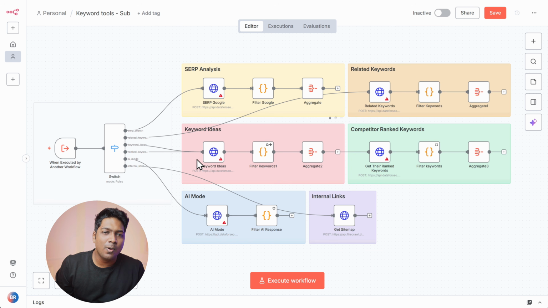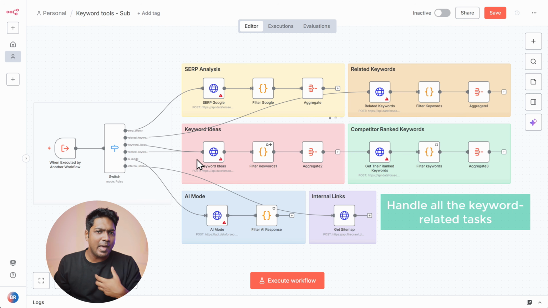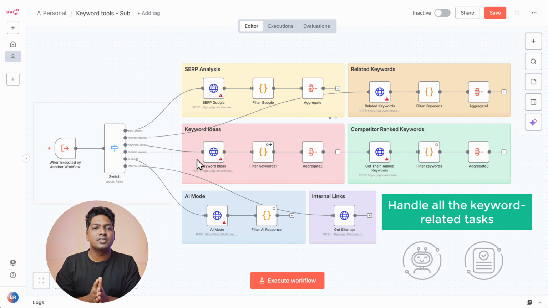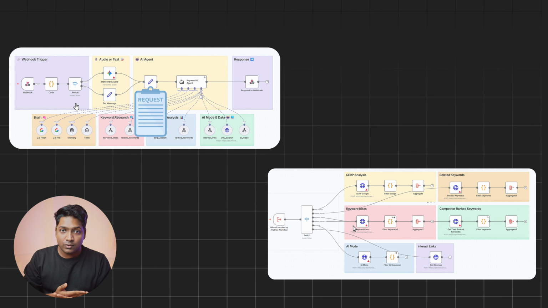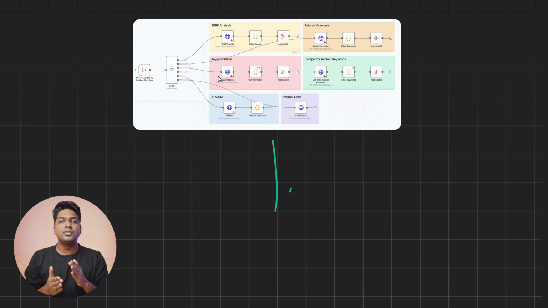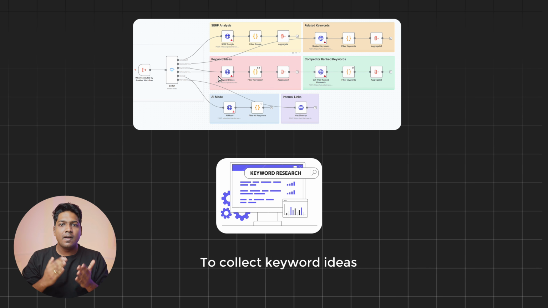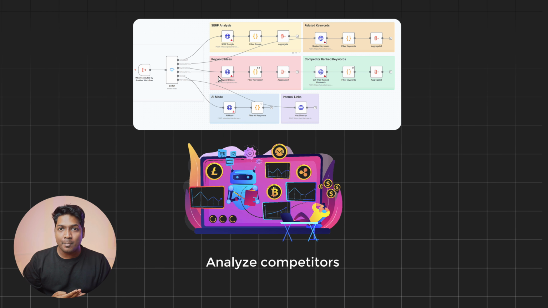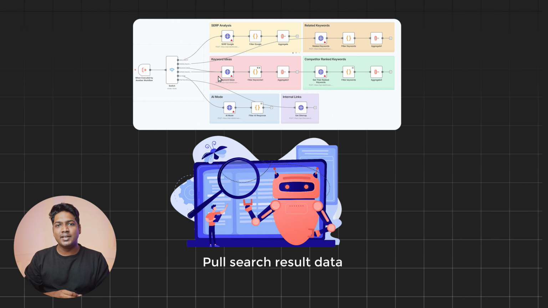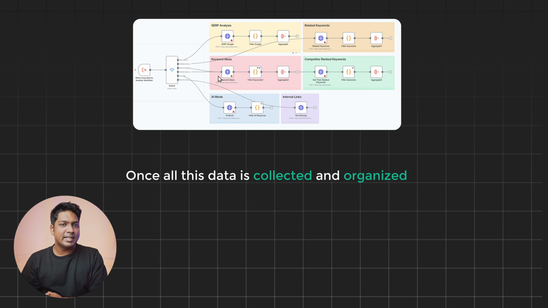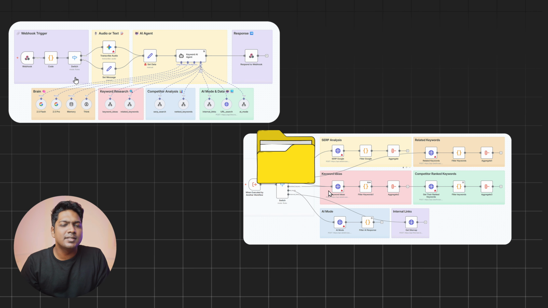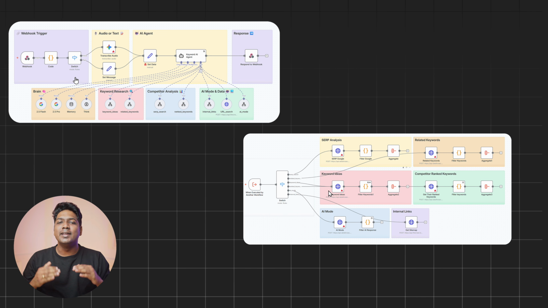Now let's take a quick overview of how the sub-workflow works. The main purpose of this sub-workflow is to handle all the keyword-related tasks for our AI agent. When the main workflow sends a request, this sub-workflow uses a tool called DataForSEO to collect keyword ideas, find related keywords, analyze competitors, and pull search result data.